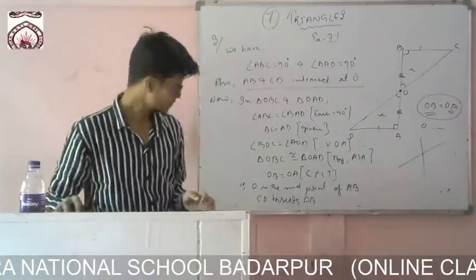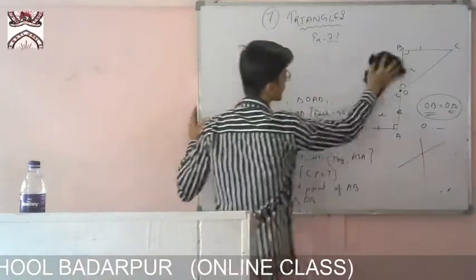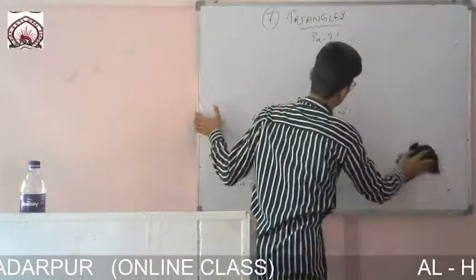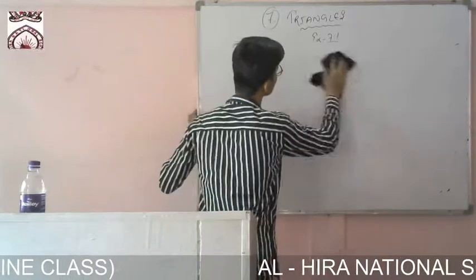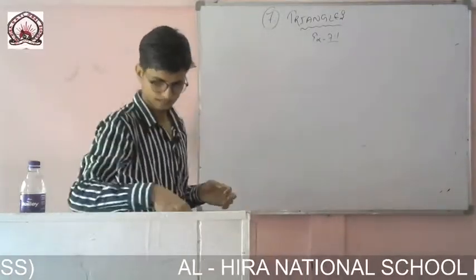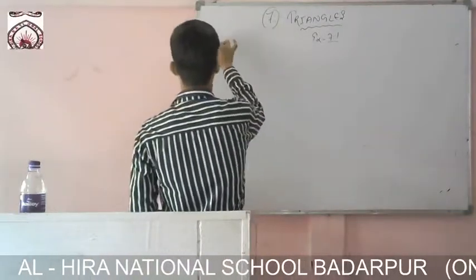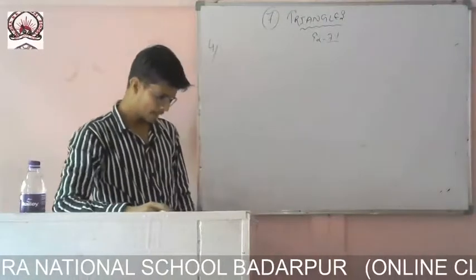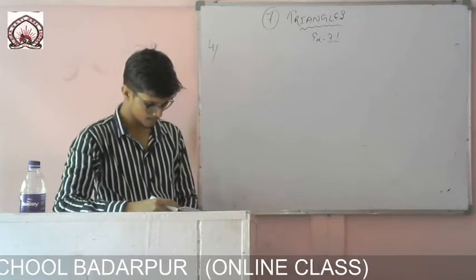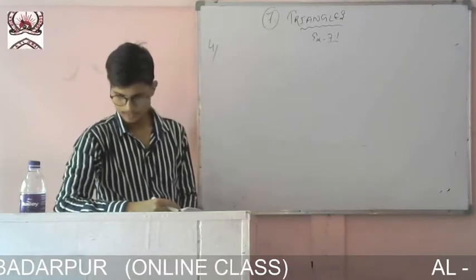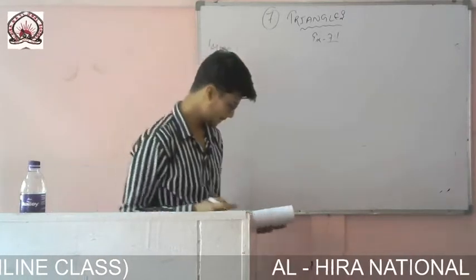Now question number 4. You see, the two parallel lines L and M are intersected by another pair of parallel lines P and Q. Show that... So the diagram is given near this question. So you just see. Okay, let me draw this one.